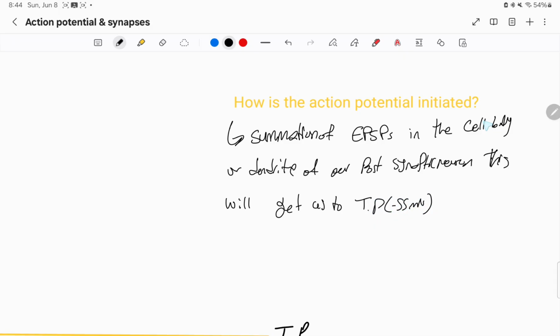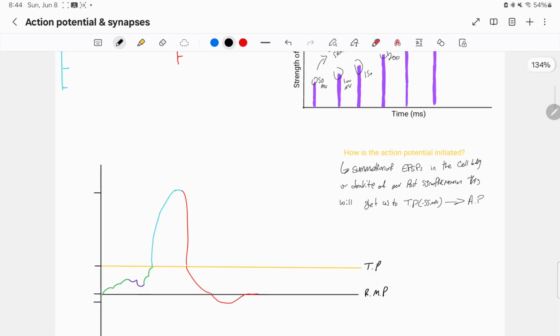Now, again, keep in mind, this might not always happen, but since we're talking about how the action potential is initiated, we have to say the summation of the EPSPs, which we're assuming had enough strength to get us to the threshold potential, will generate an action potential. So that's how an action potential is initiated.